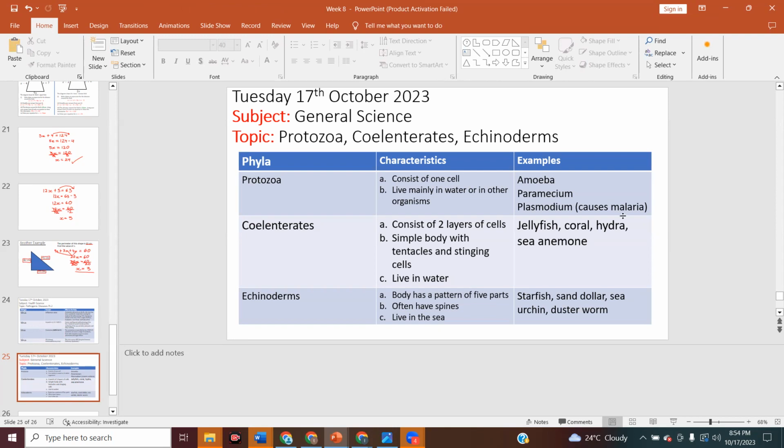What I want to know is, let me ask Johnny. Which of the three, either protozoa, coelenterate or echinoderms, is amoeba? Protozoa, very good. Kaden, which of the three is a coral?